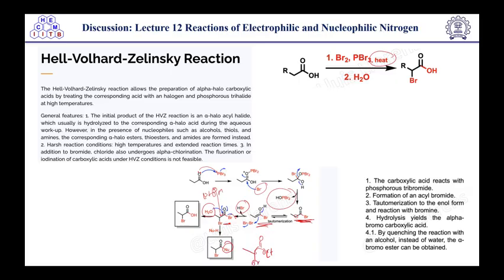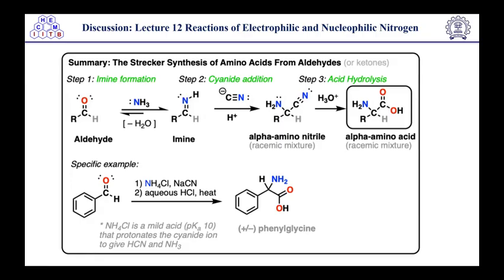Okay. So next, let's discuss lecture 12, which is the reaction of electrophilic and nucleophilic nitrogen. In lecture 12, Punyamurthy sir discussed the nitrogen atom, which can be nucleophilic and electrophilic. So we will discuss the summary here. The Strecker synthesis of amino acids from aldehyde is the first example.